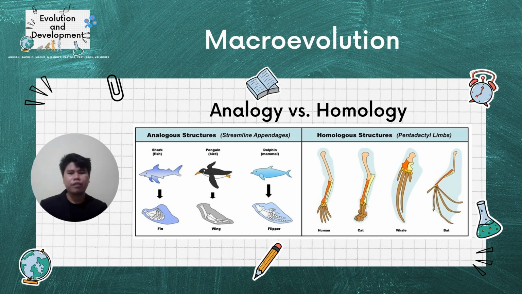Analogy, on the other hand, refers to similarities in developmental processes or patterns that are not shared due to ancestry, but rather are due to convergent evolution. For example, we have here the shark's fin, the penguin's wing, and the dolphin's flipper. They have similar function, however, they are not from the same structure because they develop through different processes and are controlled by different genes. They evolved separately due to the similar demands of their environment.